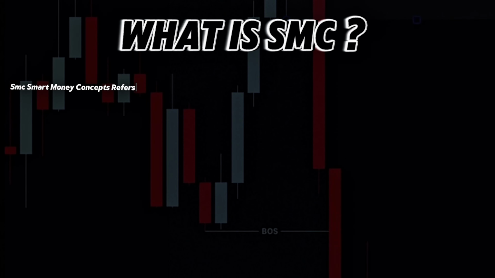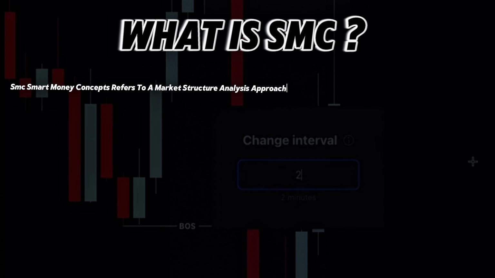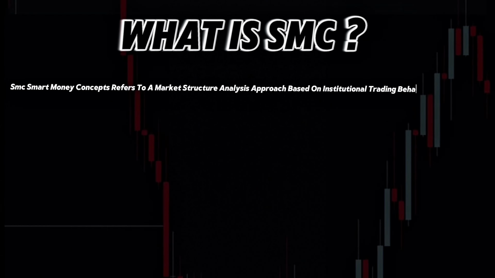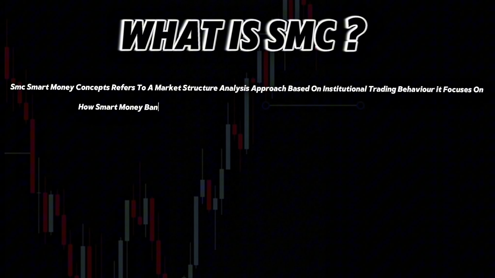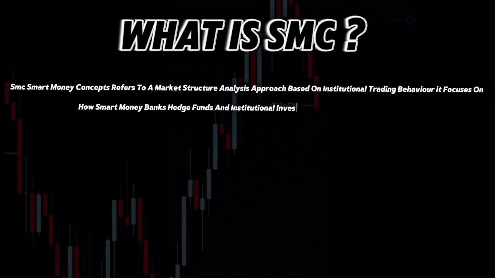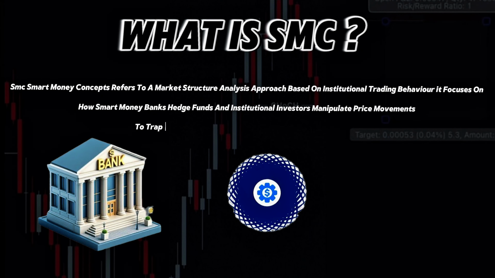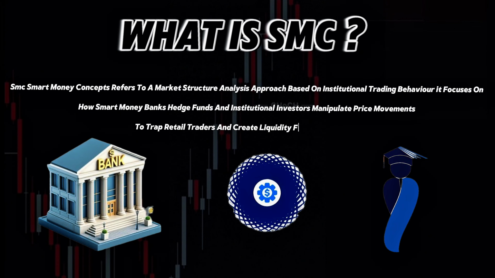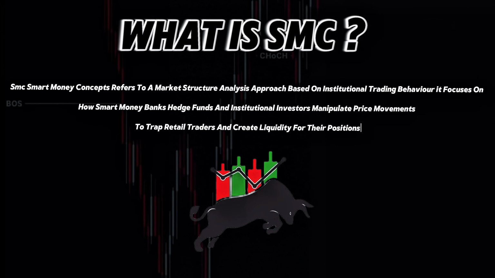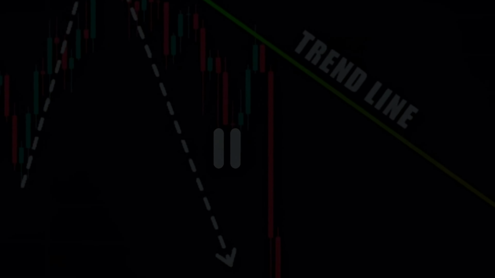SMC, Smart Money Concepts, refers to a market structure analysis approach based on institutional trading behavior. It focuses on how smart money, banks, hedge funds, and institutional investors manipulate price movements to trap retail traders and create liquidity for their positions.